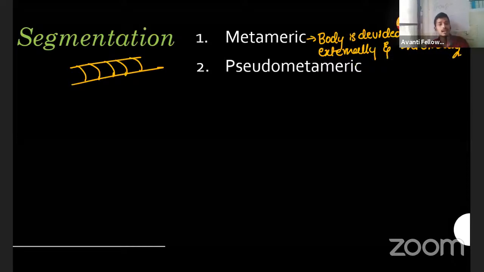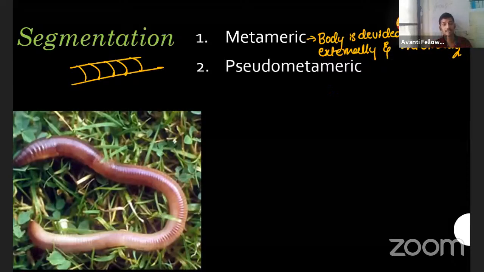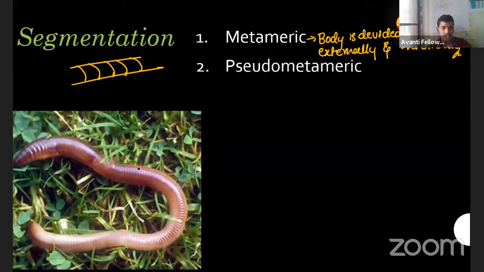This is the best example I can give. You can see the segments here, all divided, and internally these things are also divided. That's why we call this metameric segmentation. The division is present both internally and externally. This one shows the metameric kind of division. Can you guys give me any example other than this?